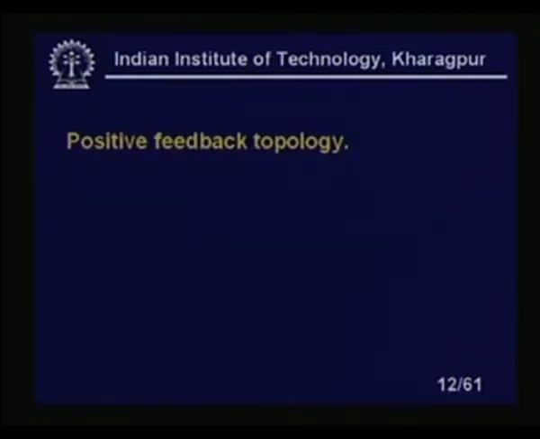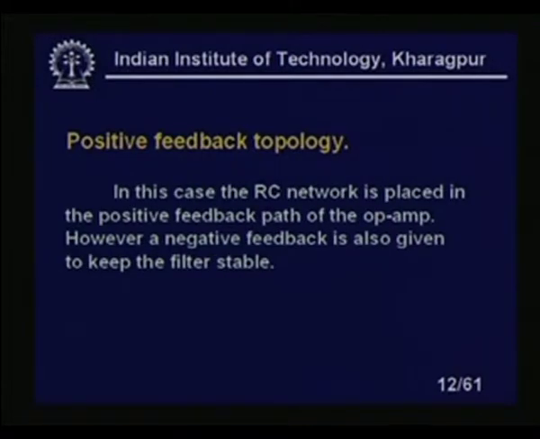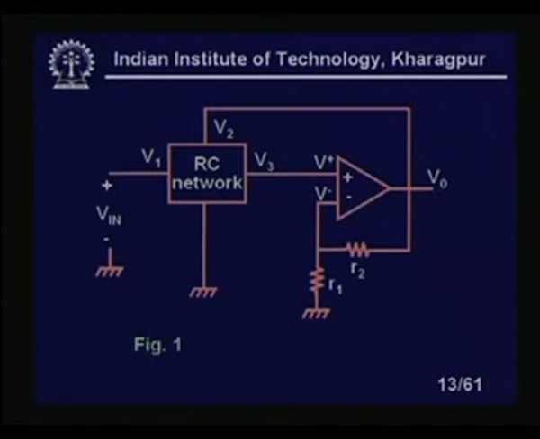Now, positive feedback topology, you see what will happen in the case of positive feedback topology. We will have, in this case, this RC network is placed in the positive feedback path of the op amp, and however, a negative feedback is also given to keep the filter stable, right. Because if you look at the circuit, you see that this is a positive feedback topology, RC networks in the positive feedback path, but if I keep this circuit as it is, circuit will not be stable. We need to make the circuit stable, we have to give some negative feedback. Okay. So, these negative feedbacks are given by these 2 resistances R1 and R2, clear.